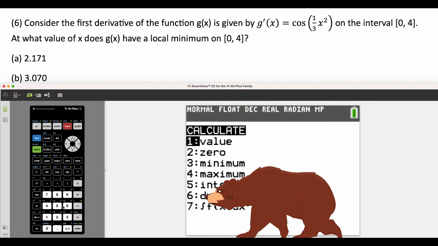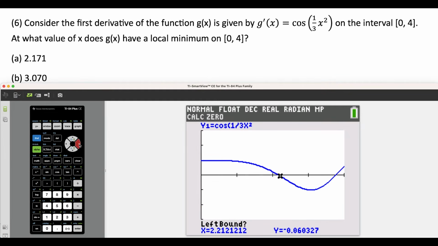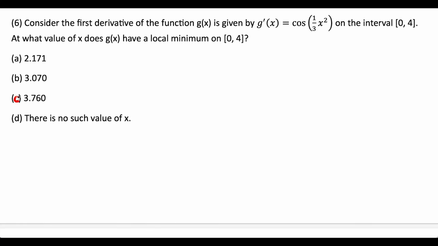The one that we need is the second point of intersection because that's where the graph changes from negative to positive, the graph of g prime. So we're going to go over here before, enter, after, enter, and enter a third time, and we're going to have, when we round, 3.760. So choice C is our answer.